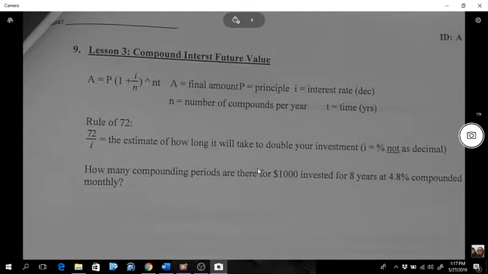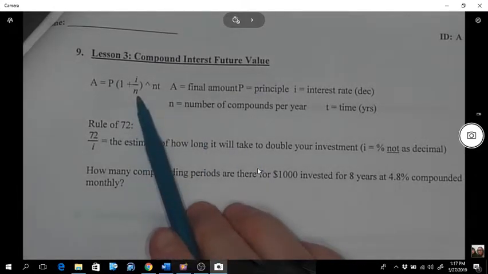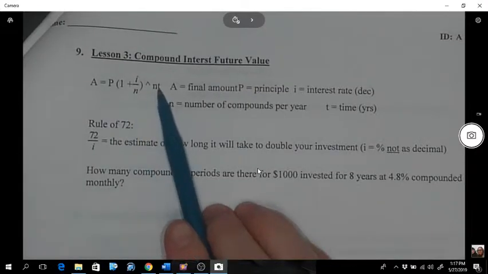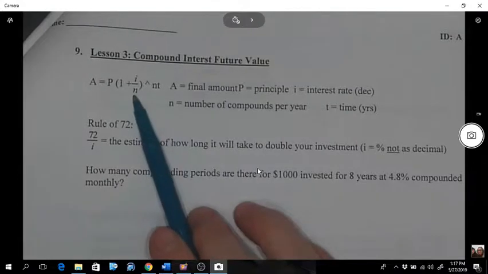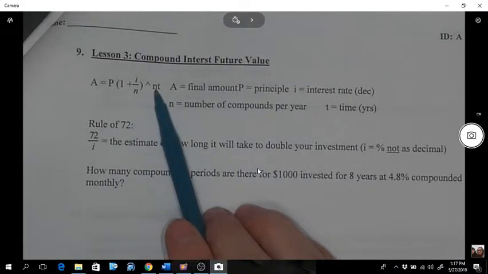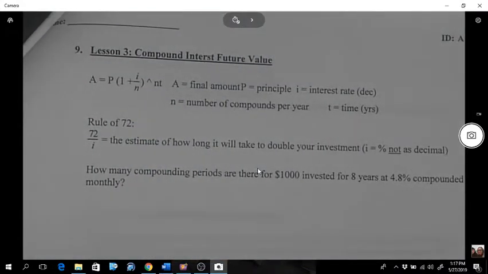So if you, for instance, compounded something monthly for 2 years, then you would have 12 and 24 there. So that'd be an example.